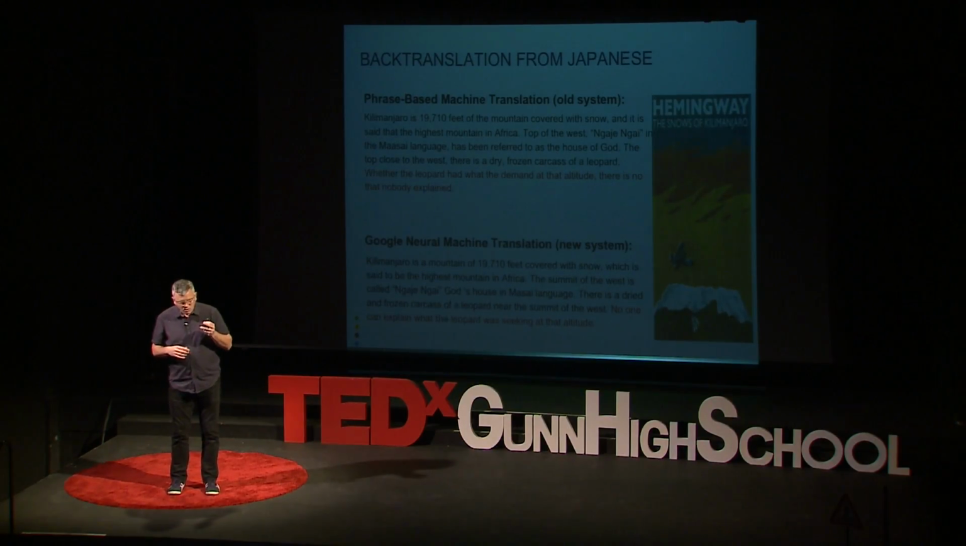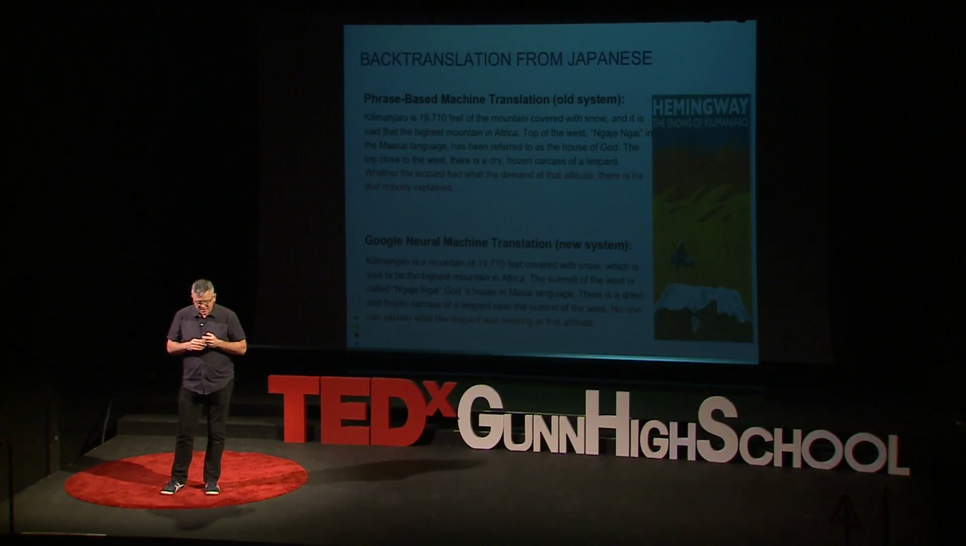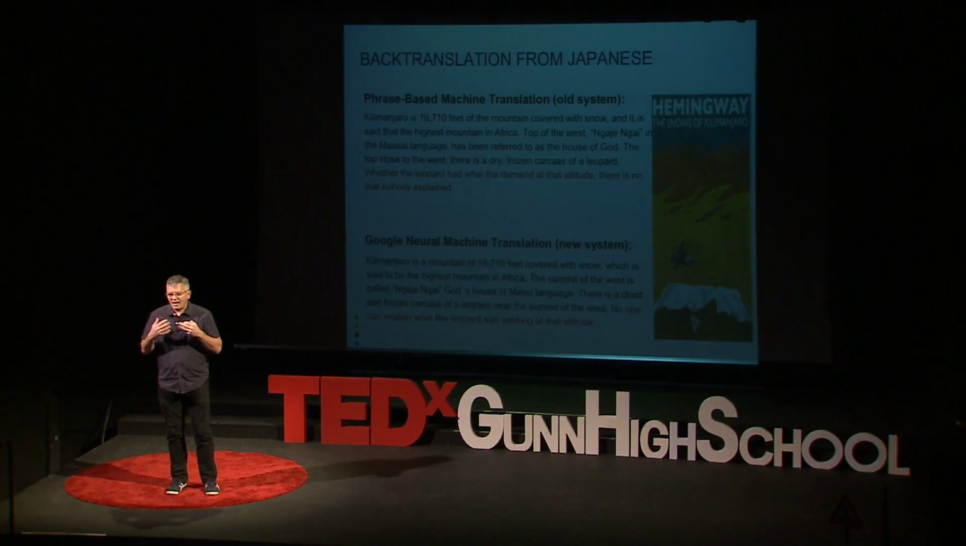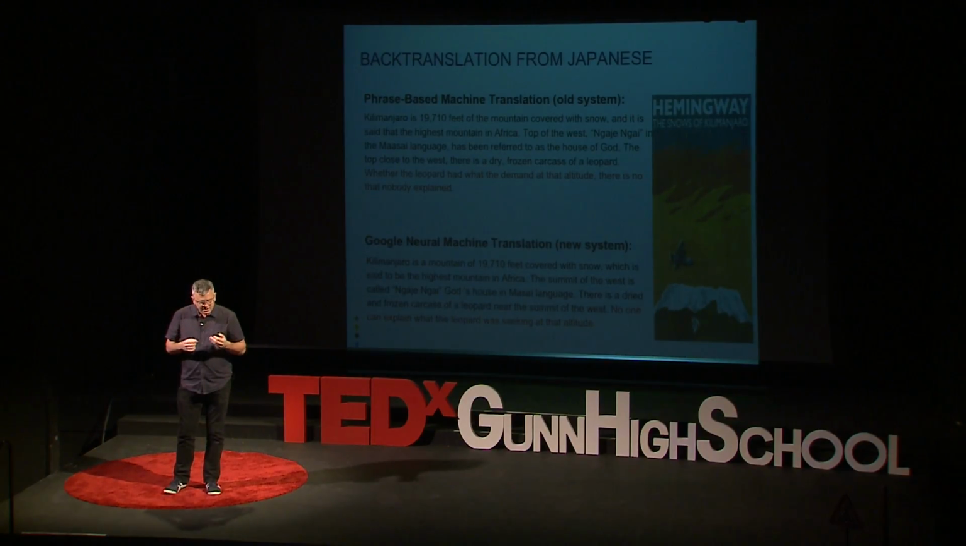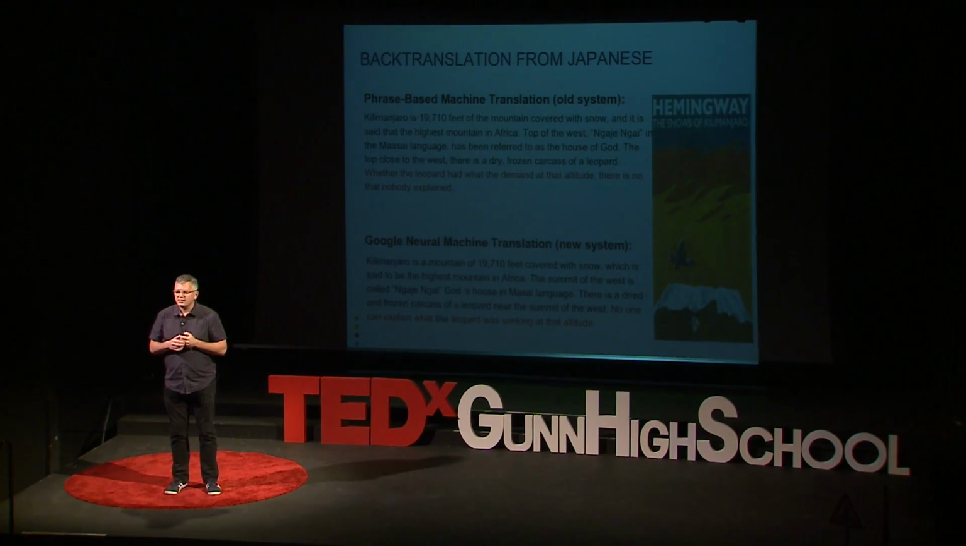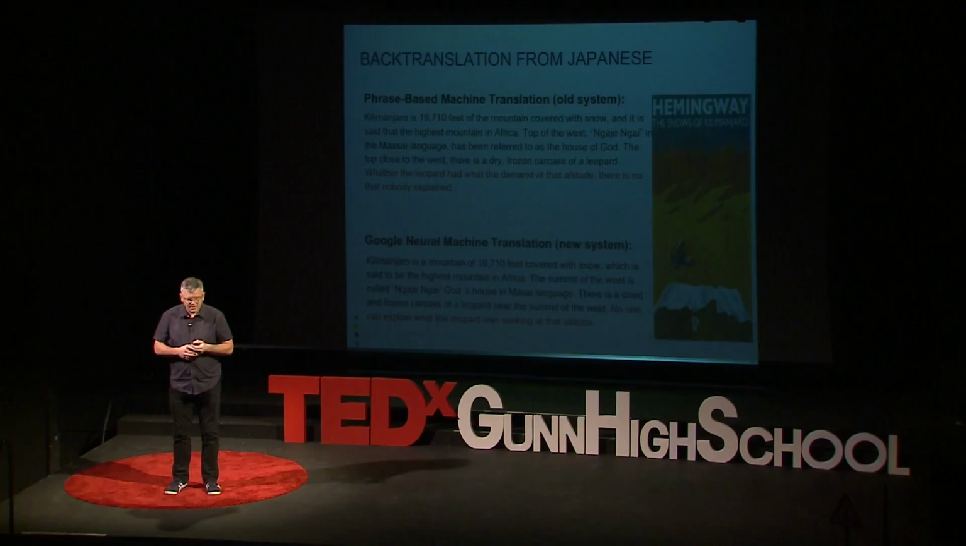And we see in our old model a translation of a line from Hemingway that went into Japanese and came back to English: "Whether the leopard had what the demand at that altitude, there's no that nobody explained." Okay? Captures the gist of what's happening, but it definitely is not fluent. The new system that uses a neural network translates as, "No one can explain what leopard was seeking at that altitude." It missed the part marked in blue there for you.